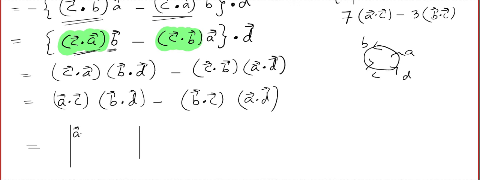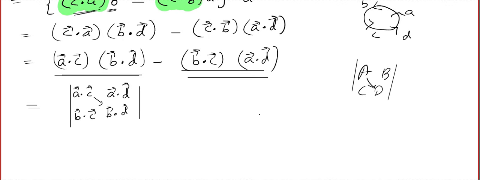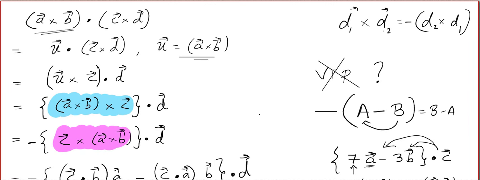Determinant: A dot C, A dot D, B dot C, B dot D. Do you remember how to expand a determinant? A, B, C, D: AD minus BC. Look, that's exactly this, minus this. Okay, so we are done with that. And remember, this is called the scalar product of 4 vectors.